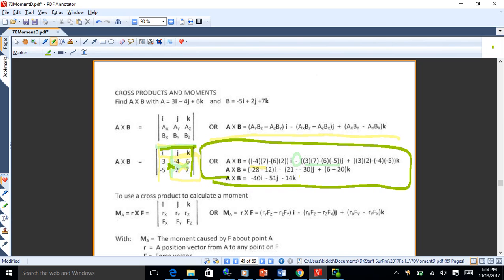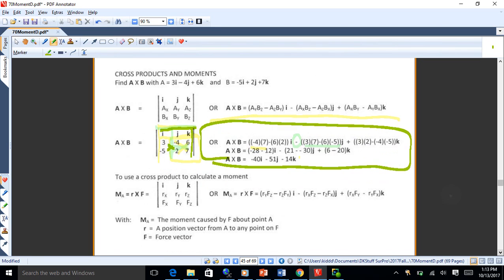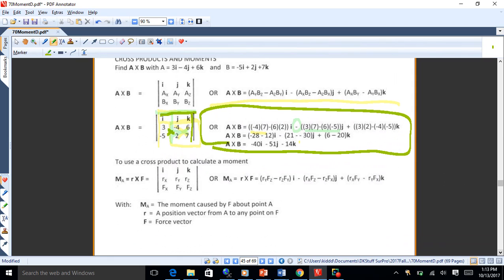Now that's all well and good. We enjoy learning about mathematics, but let's use it for something that we'd like to do as engineers, and what we'd like to do would be to calculate a moment. So to get a moment about A, we cross a position vector from A to any point on the force with a force vector. So M sub A is R crossed F. Notice those are all bolded there. Bolding when you're typing means they're vectors, okay? So a cross product is a vector.